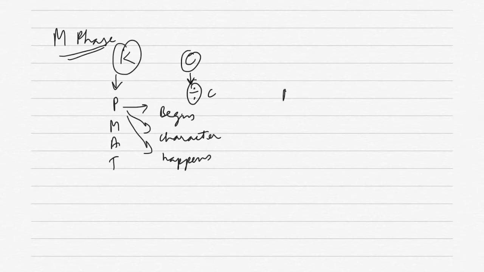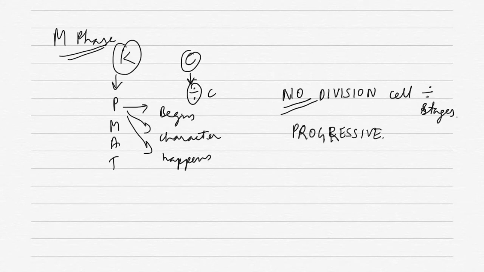See, there is no such division when it comes to cell division stages. Whatever the stages of cell division we have, per se there is no division. Cell division is progressive. There is no stopping in between. I mean, in meiosis, in female gamete formation there is stoppage. Except for that we don't have any stoppage in cell division.